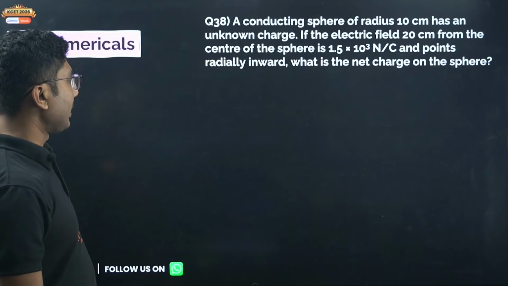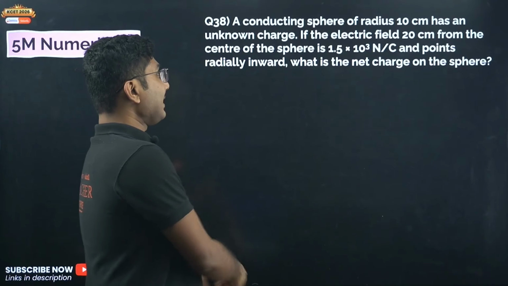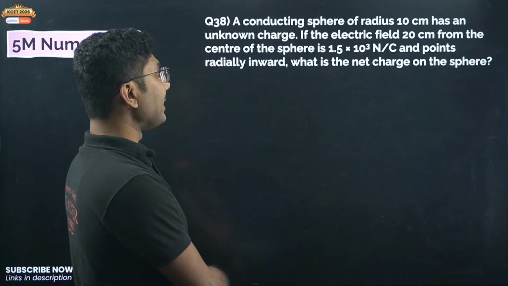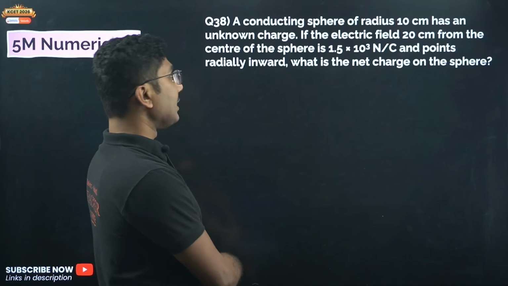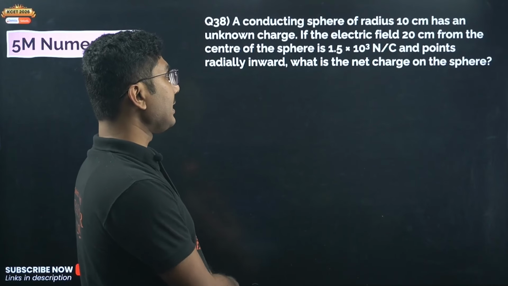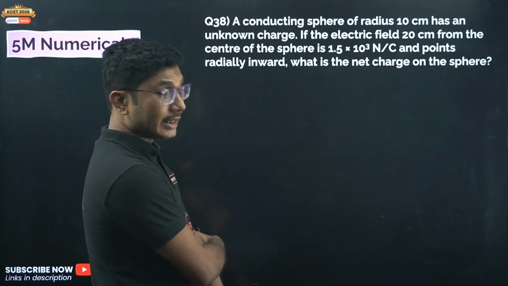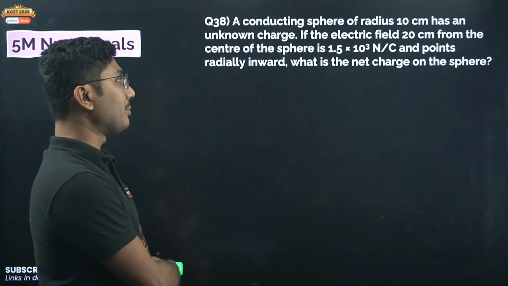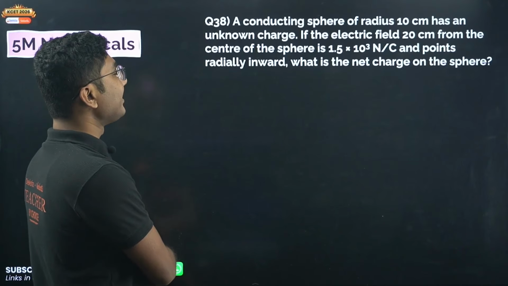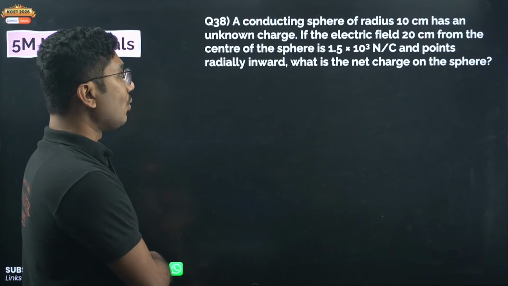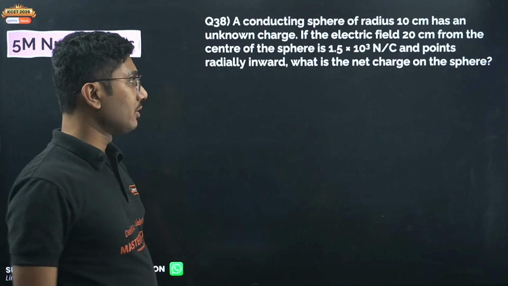Okay, now next. A conducting sphere of radius 10 cm has an unknown charge. If the electric field 20 cm from the center of the sphere is 1.5 × 10^3 Newton per Coulomb and points radially inward, what is the net charge on the sphere?